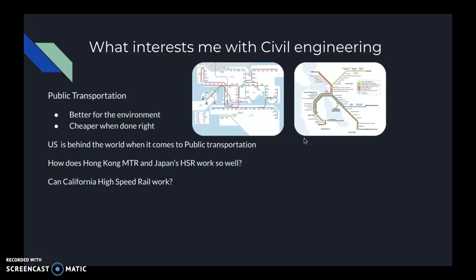So what interests me the most with civil engineering is public transportation. Public transportation is of course better for the environment and cheaper when done right. And I've noticed that the US is really lacking or behind when it comes to public transportation. And I'm just very inspired by Hong Kong MTR or Japan's high-speed rail because they work so well in conjunction with their citizens' lives. It makes everything way easier.